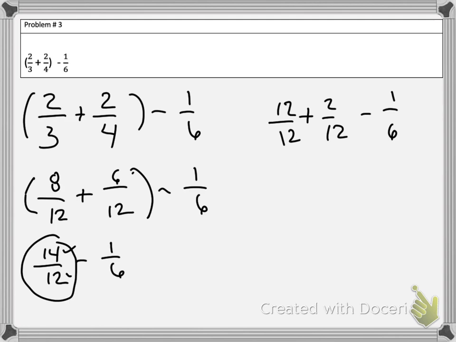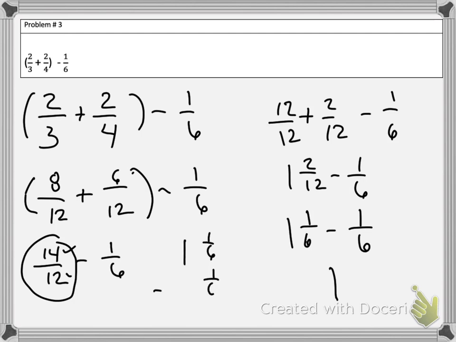So 12/12 is 1, and 2/12 minus 1/6. Okay, and then I'm going to reduce 2/12. Half of 2 is 1, and half of 12 is 6. That's an equal fraction. Minus 1/6, and that becomes a very easy problem now. You have 1/6 minus 1/6. The answer is going to be 0, and then 1, which is the same as 1. And here you go. That's the answer.